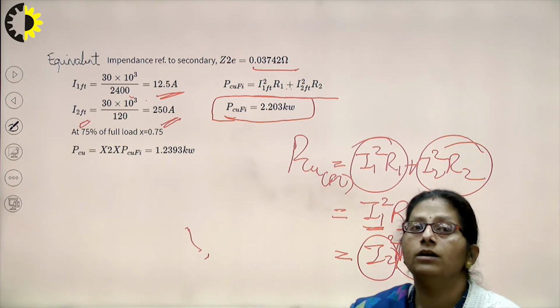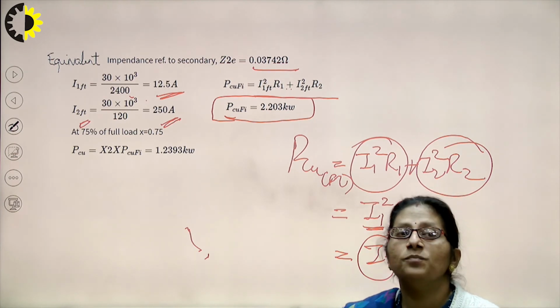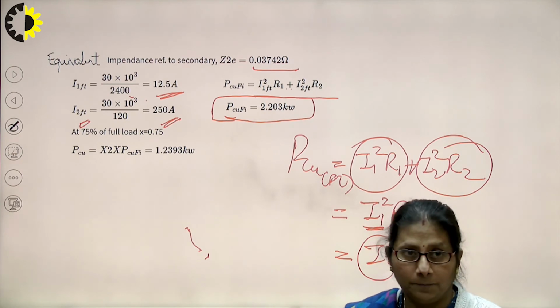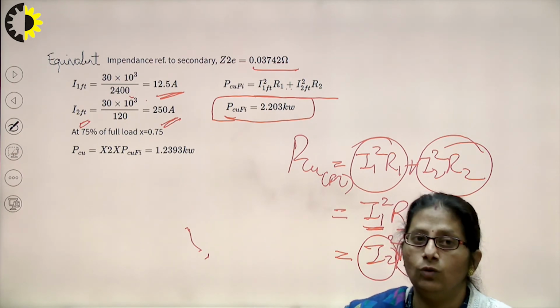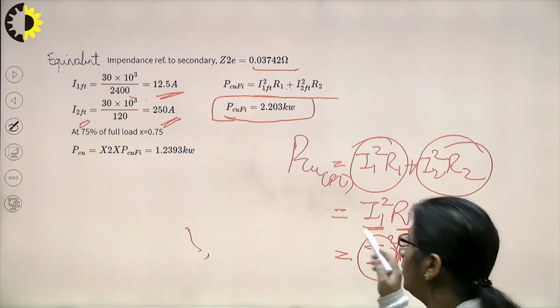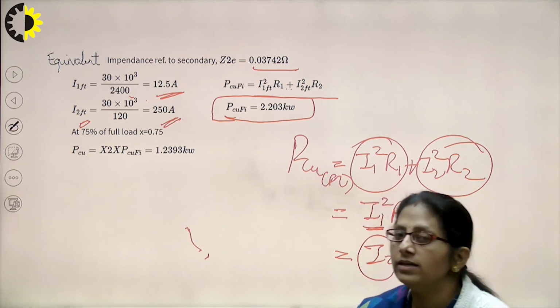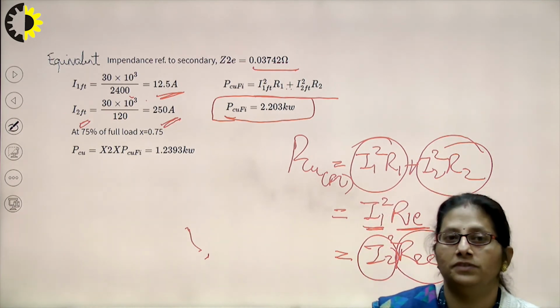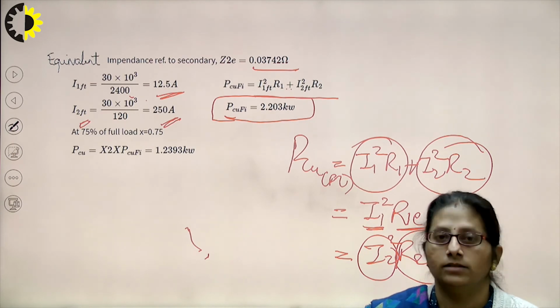So, what will be the copper losses at 75% of the full load, or 3/4 of the full load? We know that the copper losses, as can be seen, vary according to the square of the load or the square of the current, right.